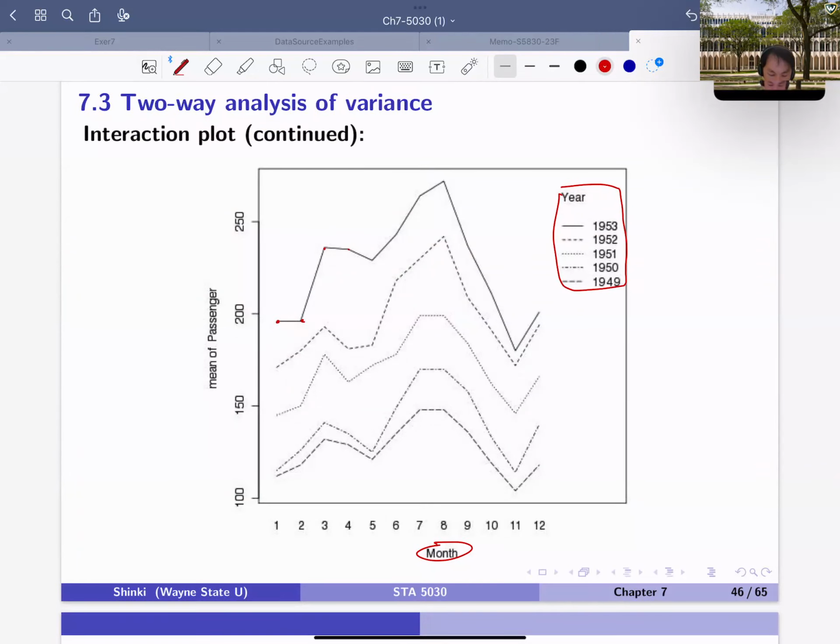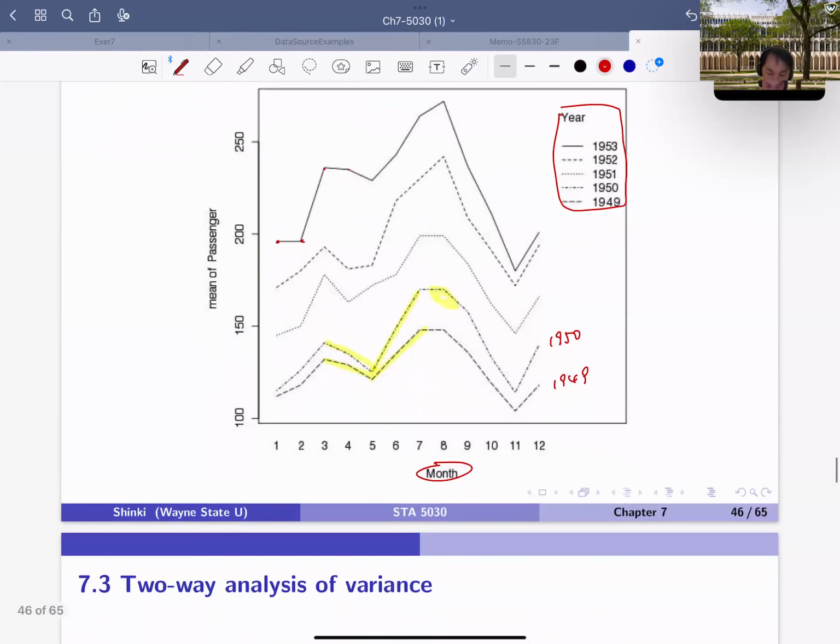You can see that all seasonal patterns are similar, but we have slight differences. For example, this year and this year. The pattern is pretty similar, but this year is what? 1950. In 1950, we have many more passengers during summer months. 1949, still the difference is not that huge. So we have a slight difference in pattern.